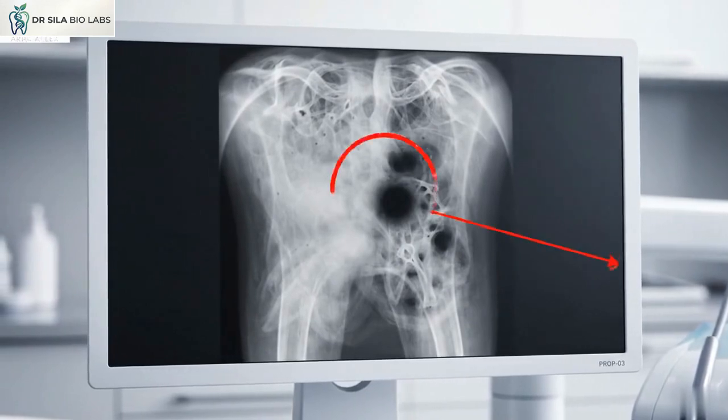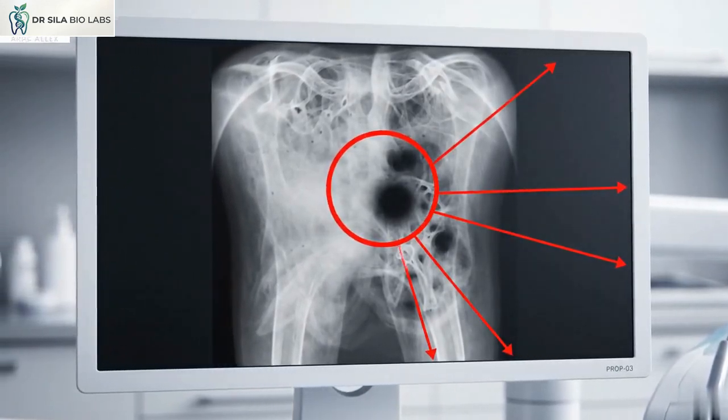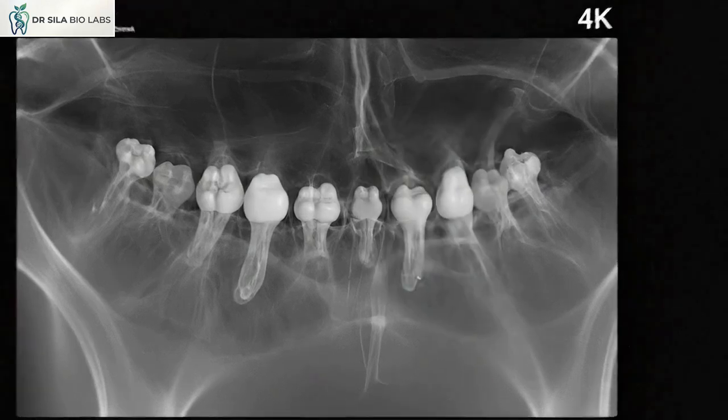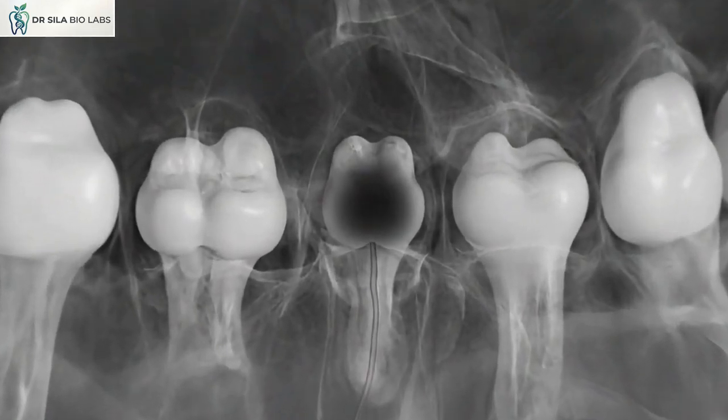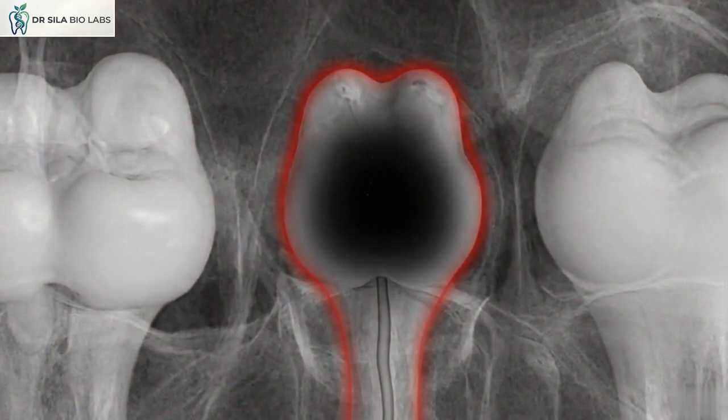In teeth affected by pulp necrosis and abscess formation, a dark area often appears around the root tip. This dark area clearly indicates an infection at the tip of the root. This confirms the need for a root canal procedure to resolve the issue.